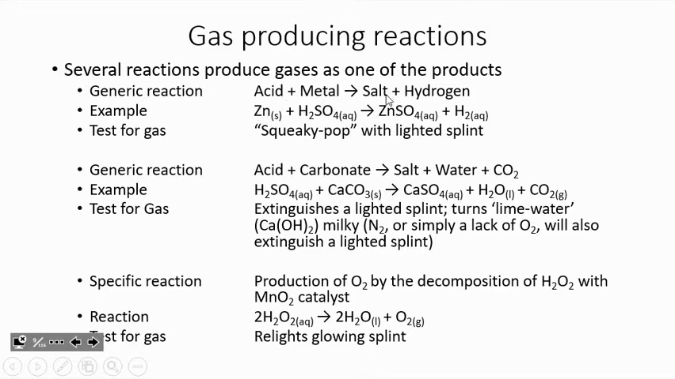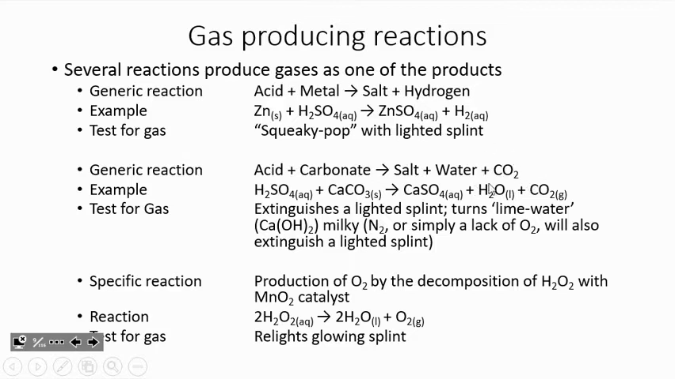Acid and metal, you're going to form a salt and hydrogen. You can put a splint to it, and it gives you kind of this squeaky pop sound to be able to hear that hydrogen gas was produced. Acid and a carbonate is going to give you salt, water, and carbon dioxide. So this is going to be your gas that's formed. And the splint will actually go out because of the CO2.